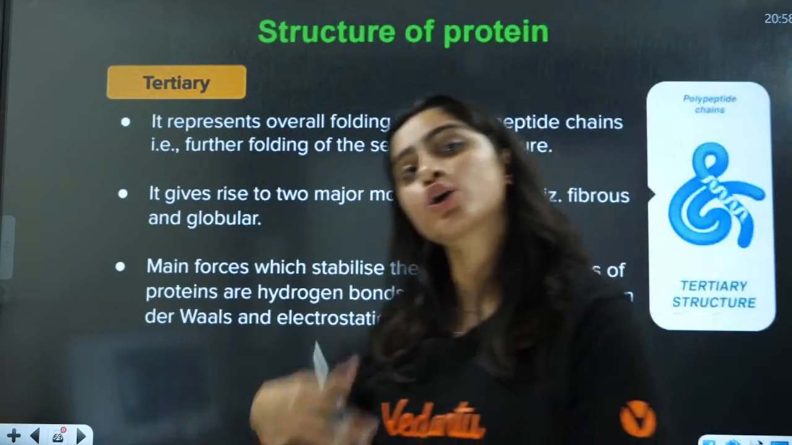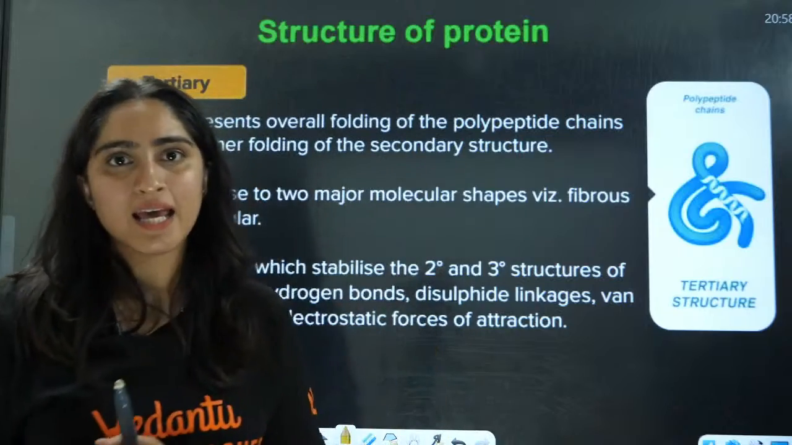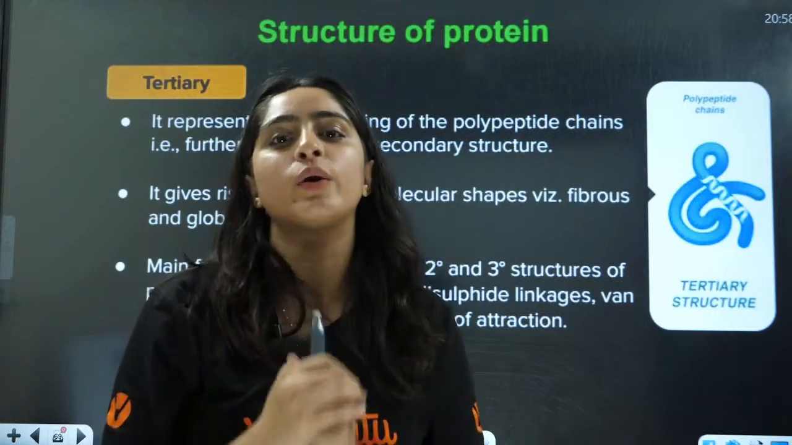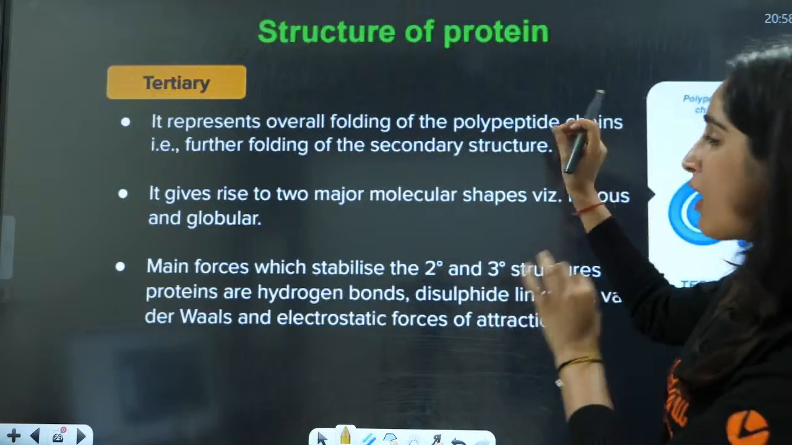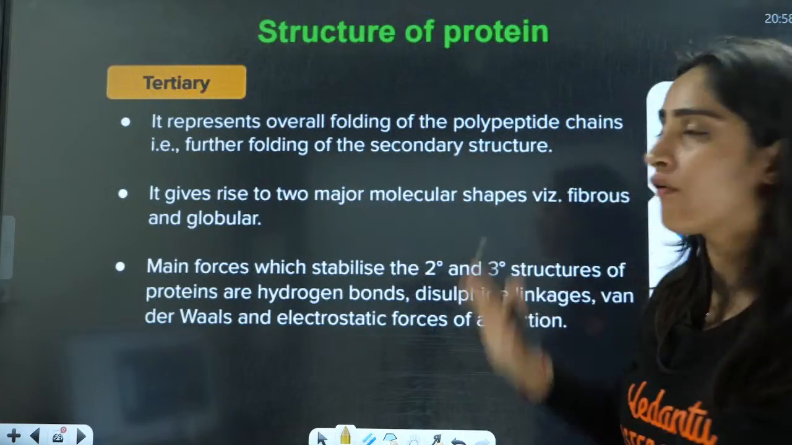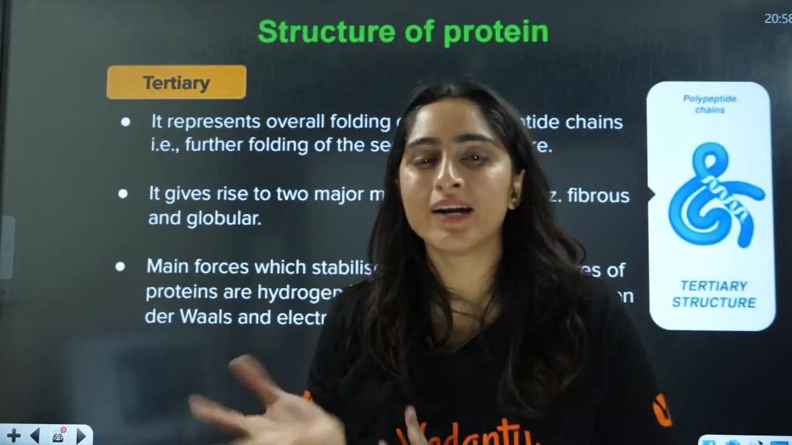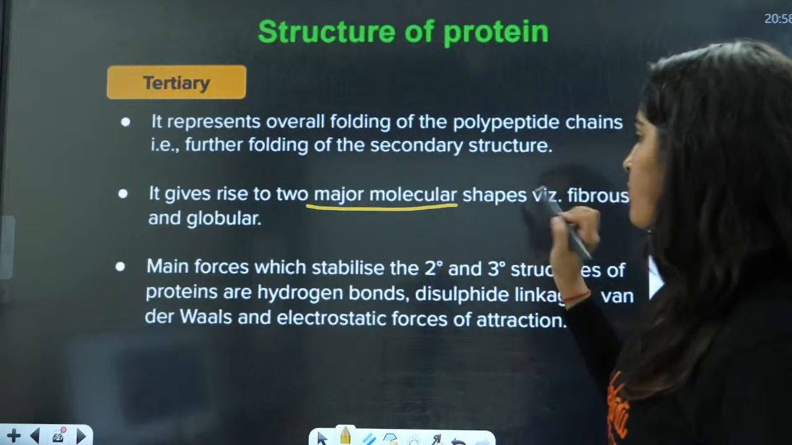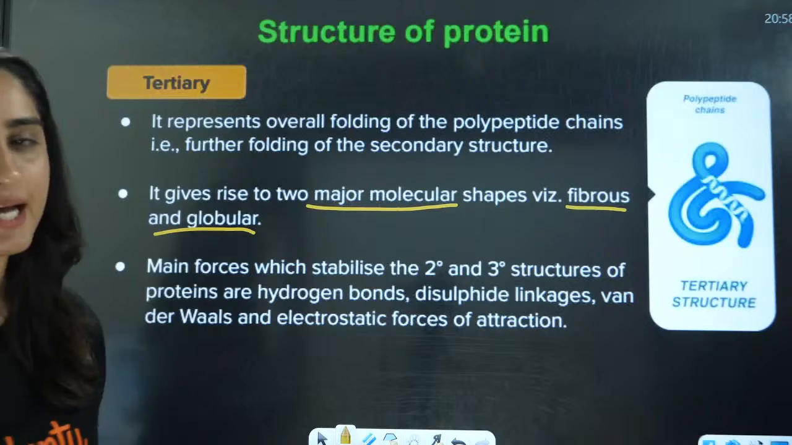Tertiary structure has more complexity. Zoom out a little bit. Now you see how different secondary structures are linked to each other. It represents the overall folding of the polypeptide, further folding of the secondary structures. It gives rise to two major molecular shapes, fibrous and globular.